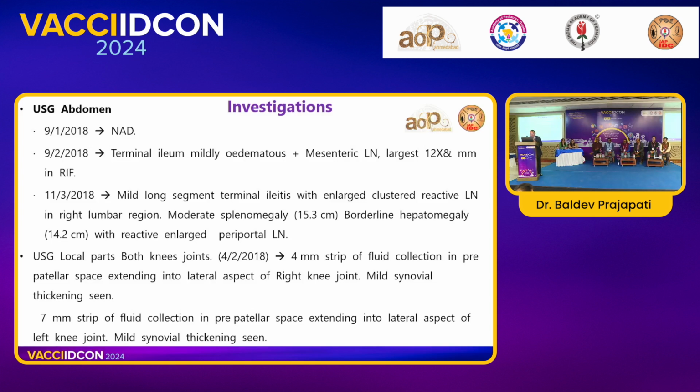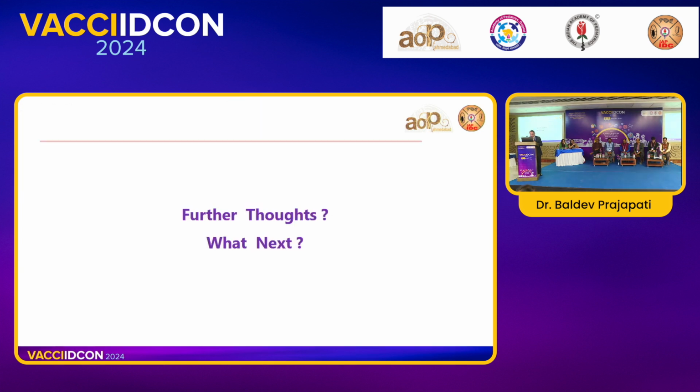USG of local parts, knees: a 4 centimeter strip of fluid collection in the pre-patellar space, extending into the lateral aspect of the right knee, and mild synovial thickening was seen. A 7 millimeter strip of fluid collection in the pre-patellar space, extending into the lateral aspect of the left knee, mild synovial thickening was seen. And I think many more details are with you, sir.